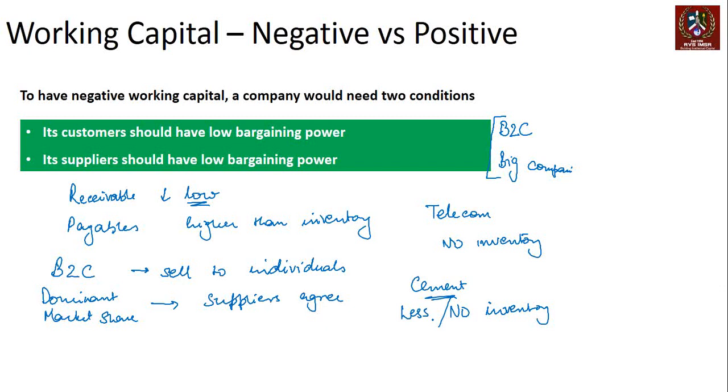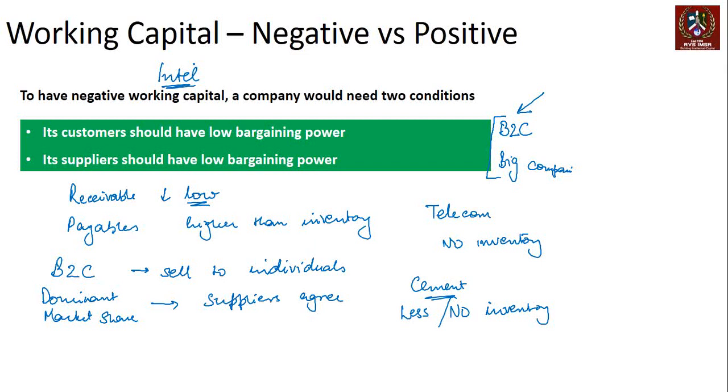So to have a negative working capital, a company needs to have customers who will agree to pay upfront, which is why it needs to be mostly a B2C company, unless you're a very large company and your customers, even though they are B2B, are smaller when compared to you, which could be the case with a company like Intel, right? So if you look at a company like Intel, they can ask all the computer manufacturers to pay upfront because they're the only ones there. There isn't anyone else in the equation.